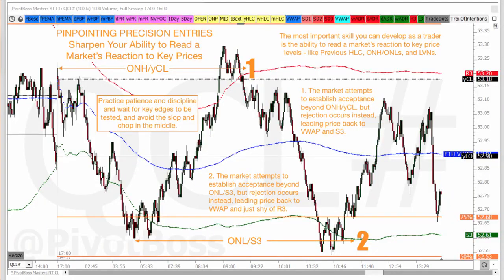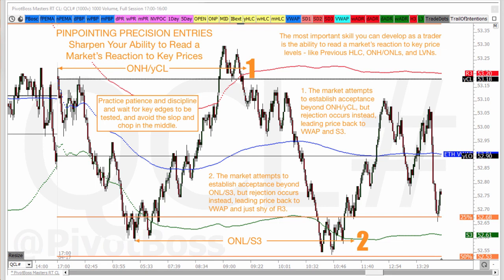This is mostly about sharpening your ability to read a market's reaction to key prices. And I talked about before, key price levels that I like are previous high-low closes, overnight highs and overnight lows, and LVNs. Those are major price levels. And if you only pay attention to those levels, you're going to do quite well. There's other key levels we pay attention to as well, like FOMC key levels, NFP key levels, whatever the case is. We have key data points that we can use in many ways.